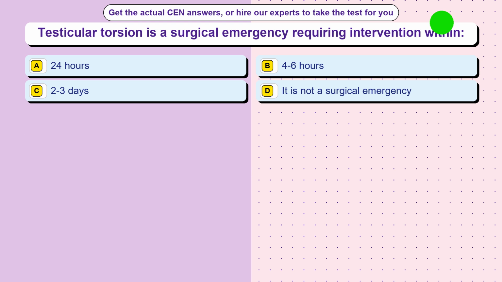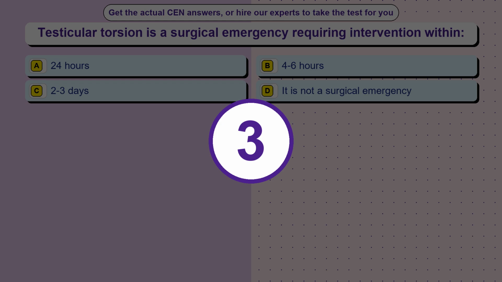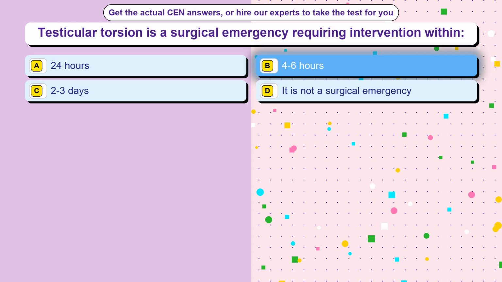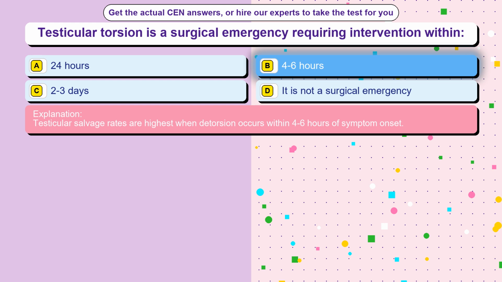Question 78. Testicular torsion is a surgical emergency requiring intervention within Option A, 24 hours. Option B, 4 to 6 hours. Option C, 2 to 3 days. Option D, it is not a surgical emergency. The correct answer is option B, 4 to 6 hours. Testicular salvage rates are highest when detorsion occurs within 4 to 6 hours of symptom onset.